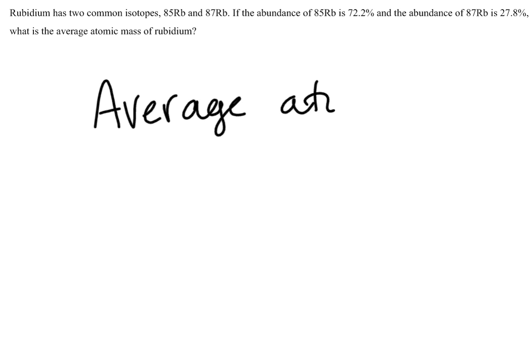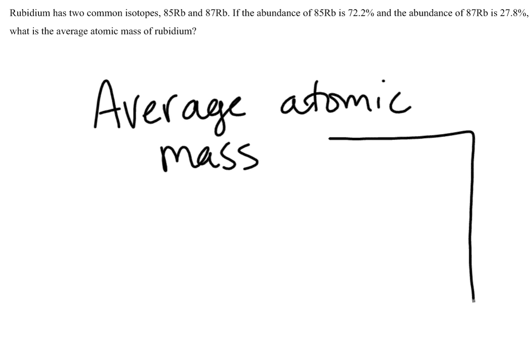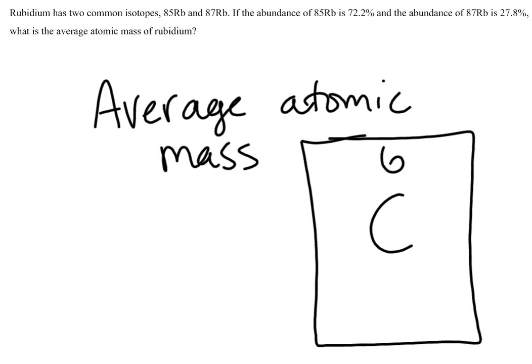Average atomic mass. Now, an average atomic mass is the number that is actually on your periodic table tiles, sometimes called the mass number. So if I have, say, carbon and the atomic number is 6, the atomic number, again, represents the number of protons. The mass number represents the number of protons and neutrons within a particular element or a particular atom.